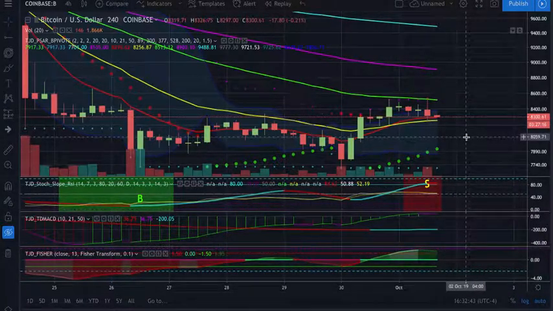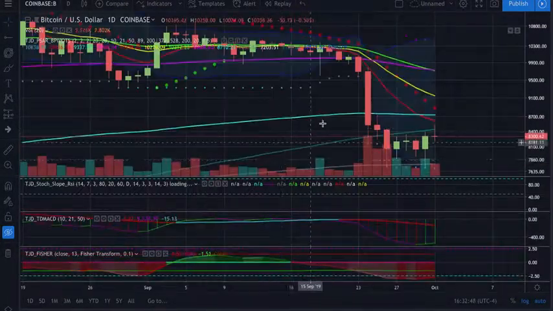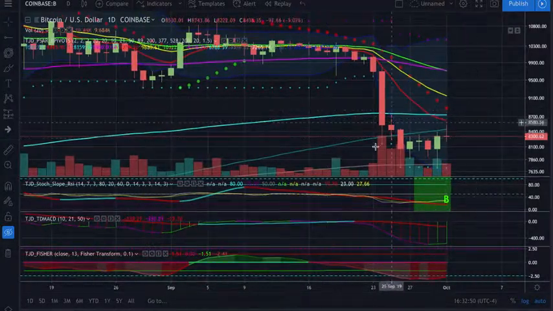But I don't know. I think the selling pressure is just going to be too much for the market right now. So that's the 4 hour right there. I'm switching over now to the daily.